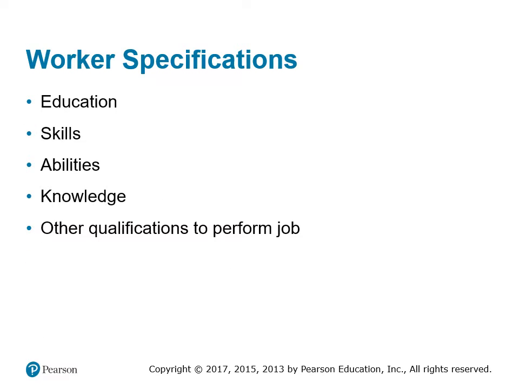Worker specifications, as we said, are the education needed to perform this job or required for the incumbent of this job, the skills needed to perform the duties, the abilities, knowledge, and other qualifications to perform the job. So these are what we call worker specification or job specification. That is required of the employee who will be assigned to this job, or the employee doing the required duties, and he should have these specifications or requirements.